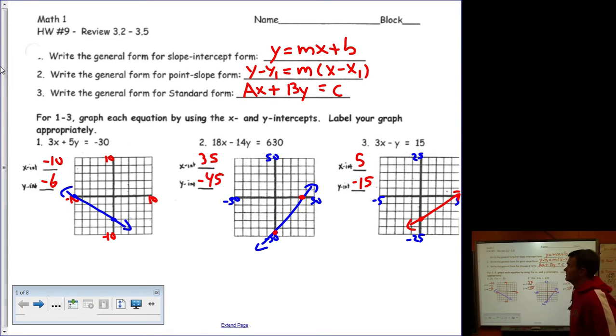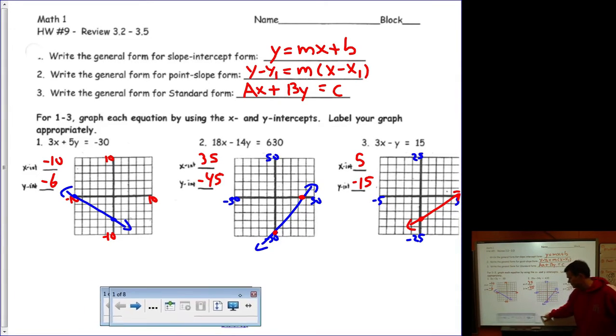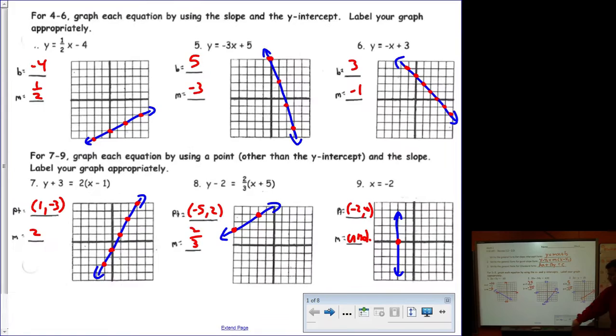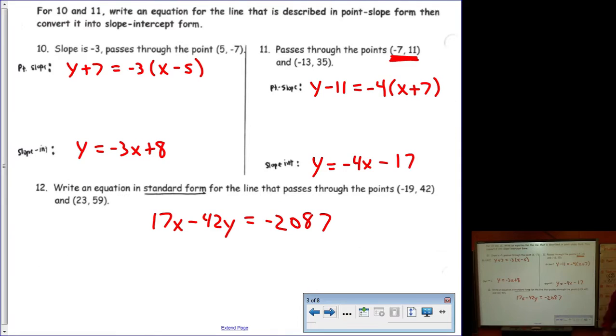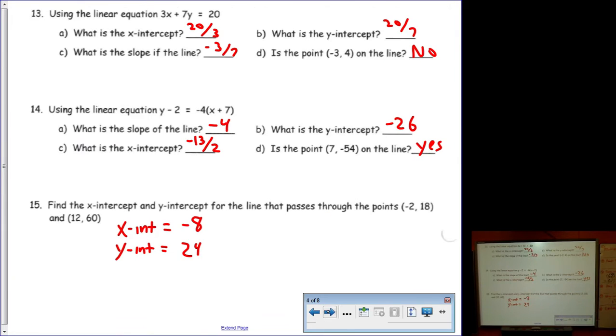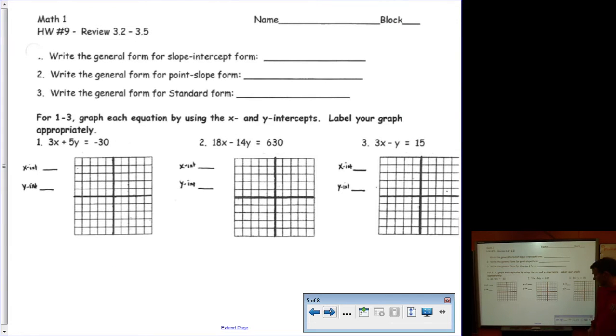All right, here are the answers to homework number 9. Check them out. All right, I'm going to go through them one by one.